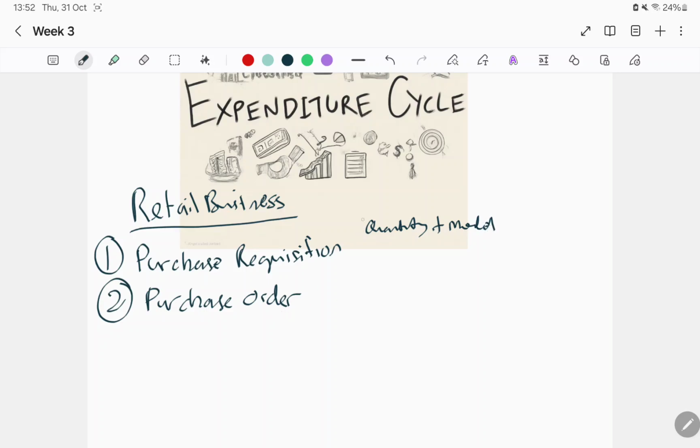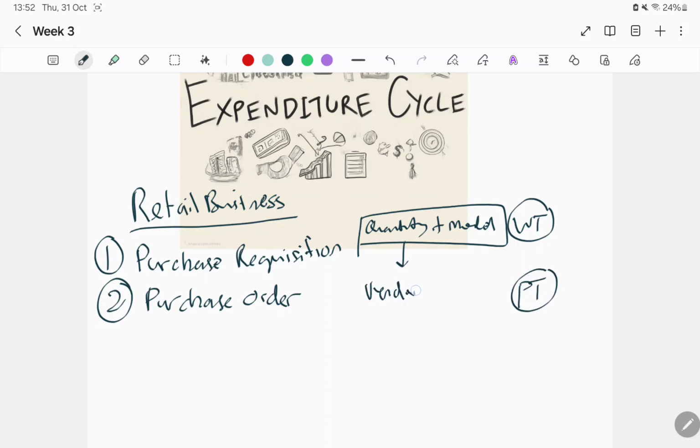Then this is from the warehouse. This will be sent to the warehouse team. This will be sent to the purchase team. The purchase team will have to decide the vendor and quotation. Vendor and quotation.